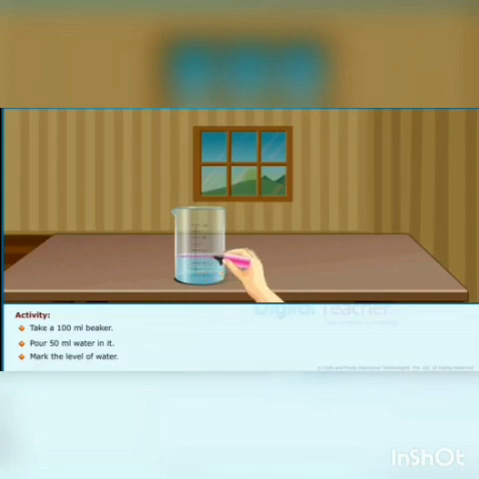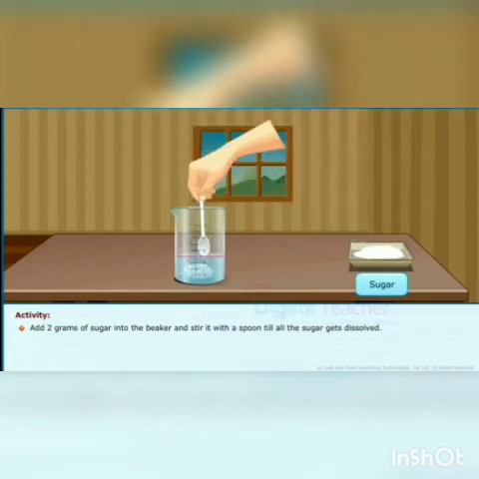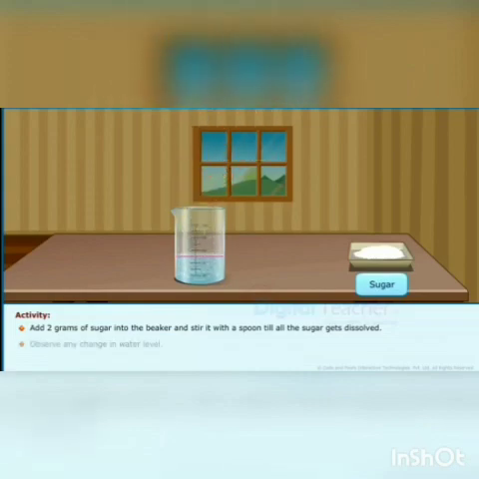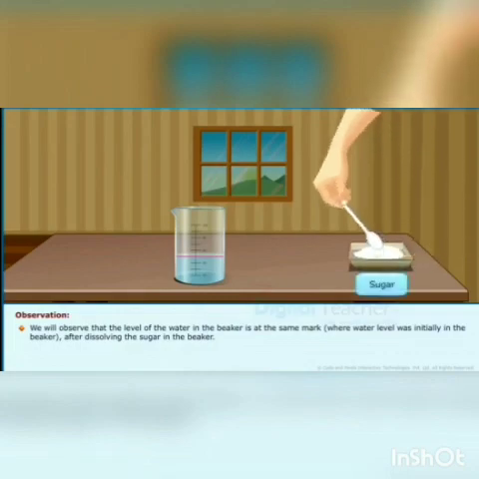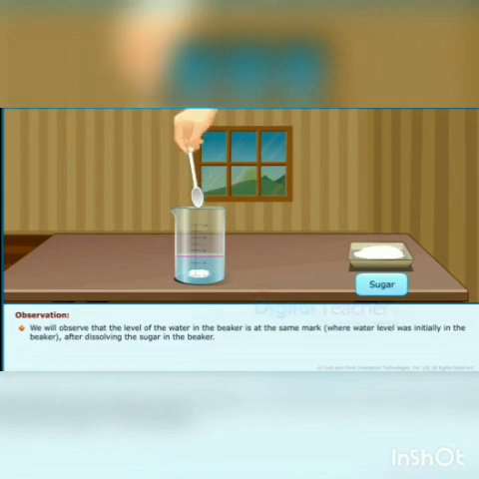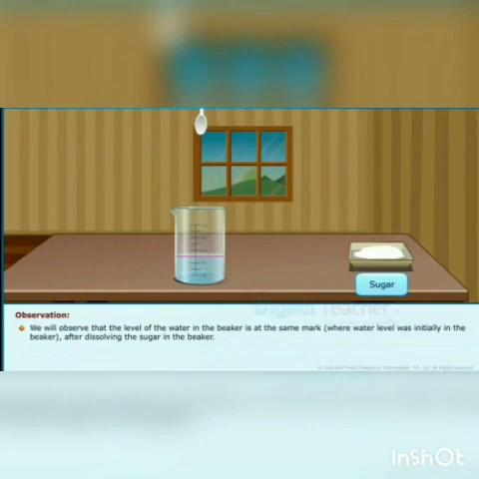Take a 100 ml beaker, pour 50 ml water in it. Mark the level of water with a marker. Now add 2 grams of sugar in the beaker and stir it with a spoon till all the sugar gets dissolved. Observe any change in water level. We will observe that the level of the water in the beaker is at the same mark after dissolving the sugar. That is, the level of the water does not change, it remains at its initial position.